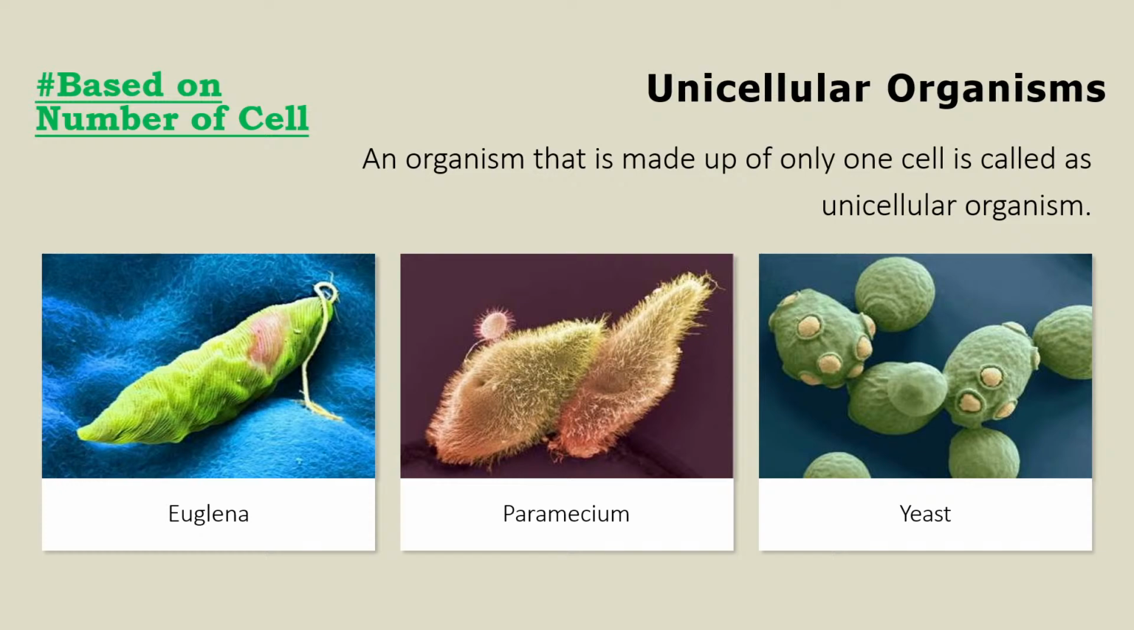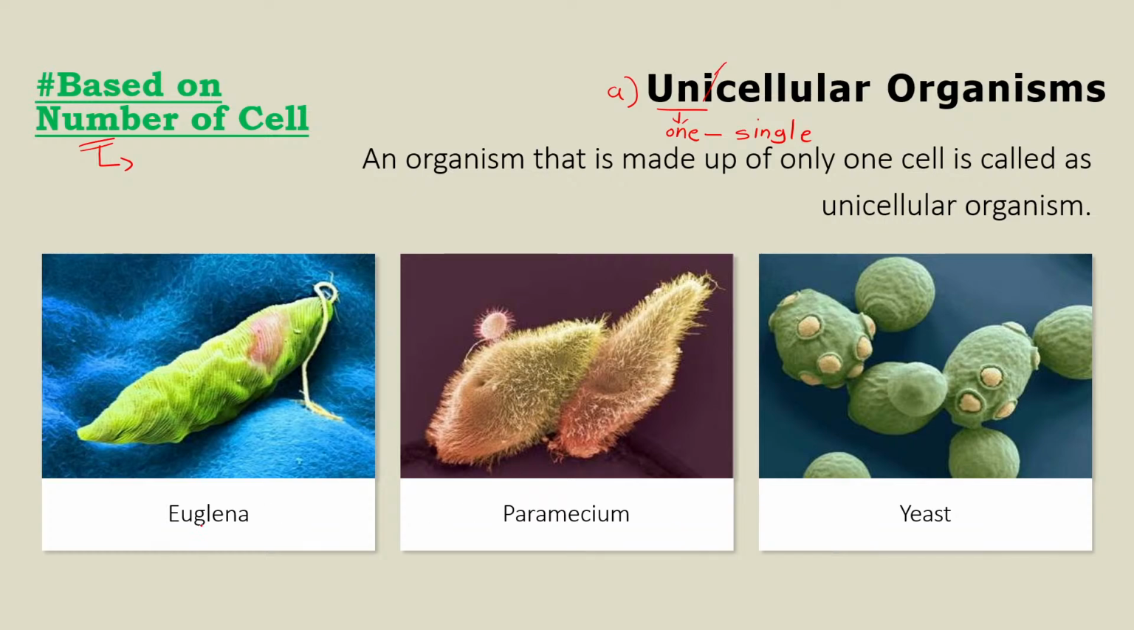Now let us try to understand different types of cells based on the number of cells. Number of cells also determines the different types. Based on the number of cells, the first category is unicellular organisms. What do you mean by the term unicellular? Uni means one or single. So organisms which are made up of one or single cell are termed unicellular organisms. Can you give examples other than the ones I have put here?